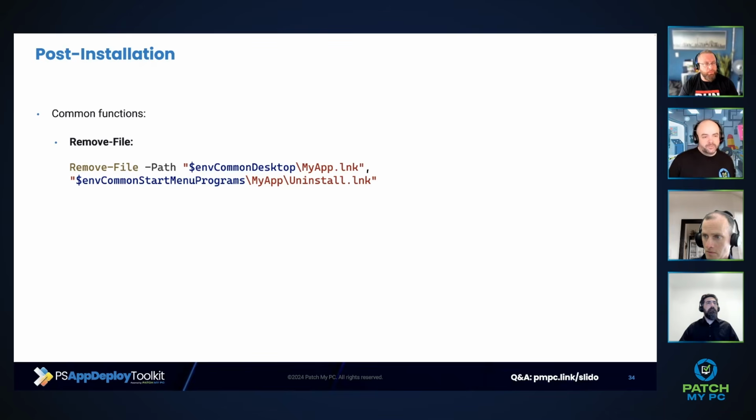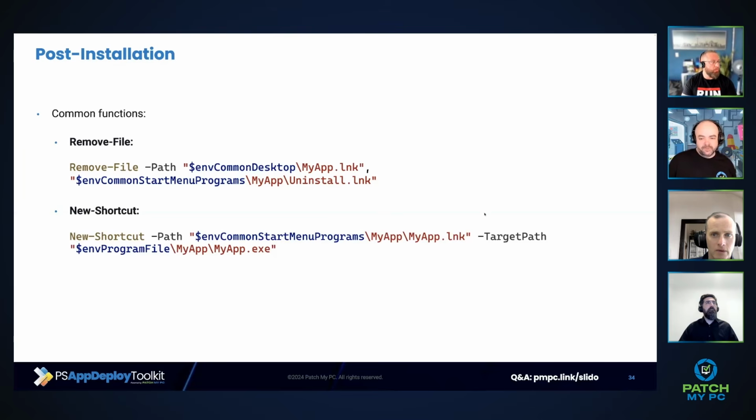So there's an example of using remove file to get rid of a desktop shortcut and an uninstall shortcut from the programs. You can use a comma here to supply multiple shortcuts in one line, so you don't need to call remove file over and over again. If for some reason your installer didn't provide the shortcut you want, you can create your own using this function, new shortcut, as well.